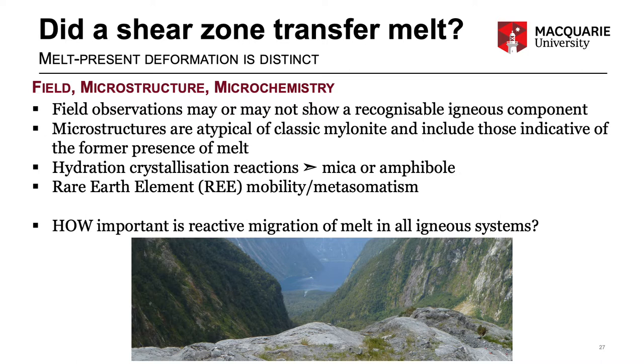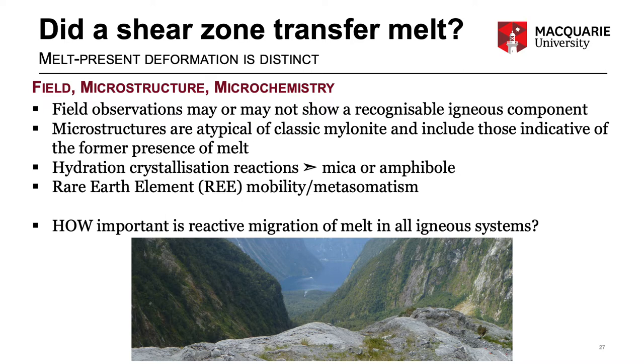First, field observations. Sometimes shear zones are still quite rich in leucocratic material that people use to interpret that it was a melt-present deformation zone. In the Fiordland lower crust, we didn't really see much of that, and so we had a lack of field observations that would support our interpretation. So therefore, we had to rely on the microstructures, and these microstructures I've shown you are atypical of a classic mylonite deformation zone, but they include microstructures that are indicative of the former presence of melt.